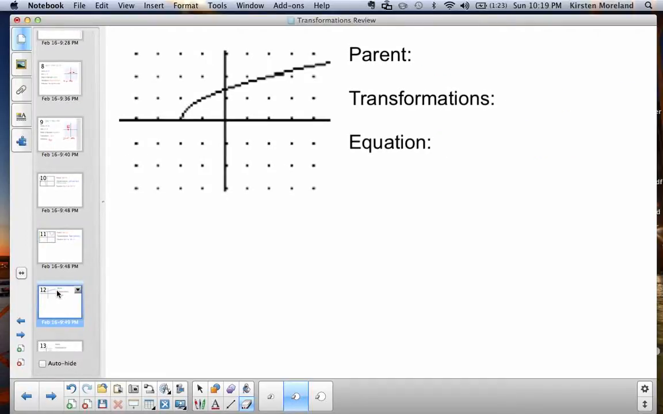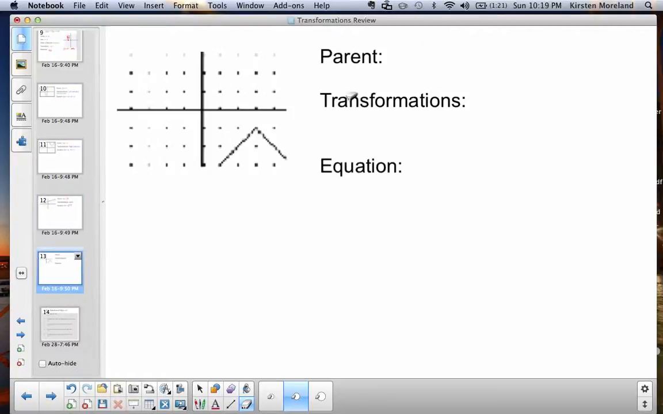Alright, again, pause the video and see if you can fill out the 3 things you need to for this. Parent function is the square root. Transformation is it's just gone to the left 2. There's no reflection, no up and down. So the equation I need is the square root. On the inside, I'm going to need a plus 2 because it's gone left 2.